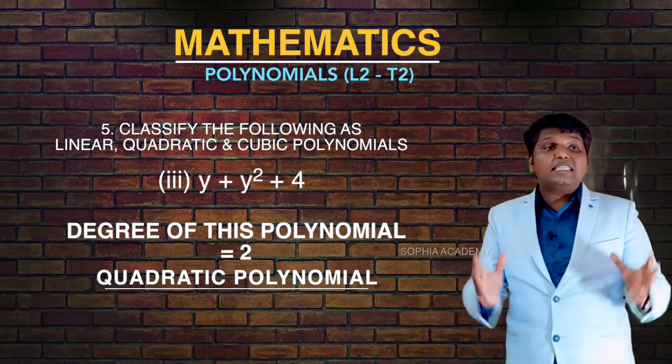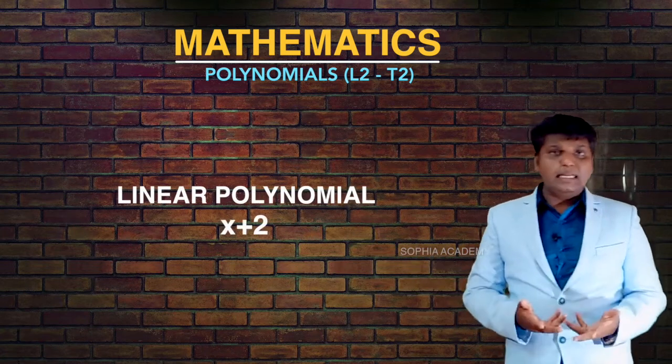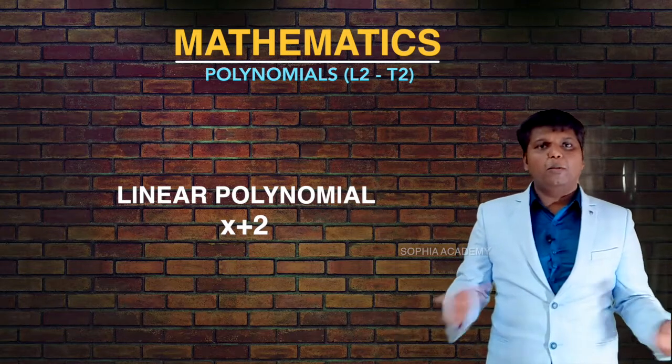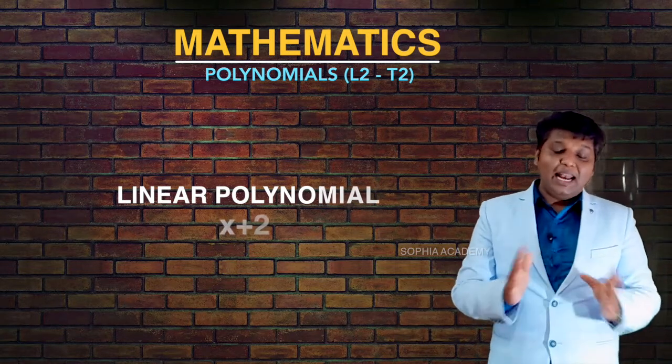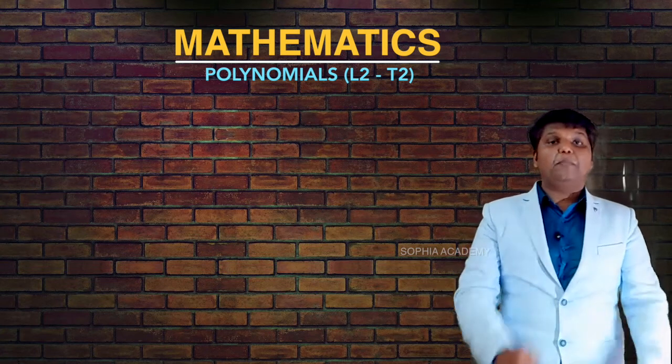So this is the way to understand the quadratic. Simply, let me ask you, what about a linear polynomial? Simply say x plus 2. It's a linear polynomial because the degree will be 1. Like this, by seeing any polynomial, you can understand which type of polynomial it is.